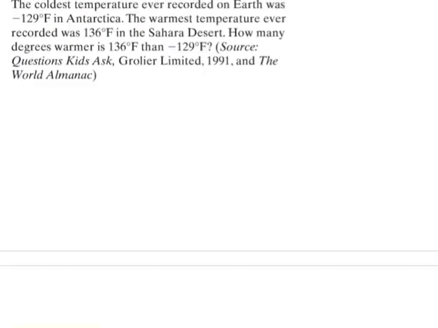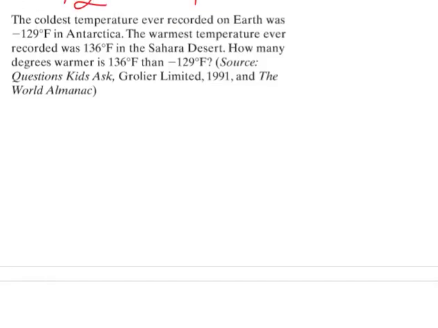Okay, so let's take a look at this word problem that we got here, see if we can't figure it out. And it says the coldest temperature ever recorded on Earth was negative 129 degrees Fahrenheit in Antarctica. The warmest temperature ever recorded was 136 in the Sahara Desert. How many degrees warmer is 136 than negative 129? So I want to think about that for a minute.